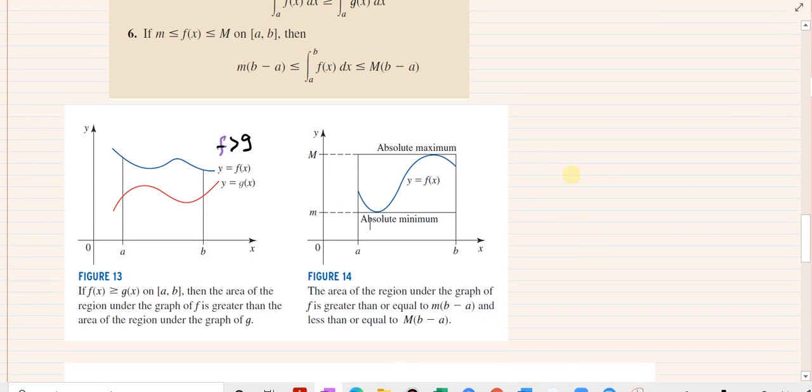And so let's see. If I look at m, I'm looking at the lower limit of that inequality, m times b minus a. Well, b minus a is the length stretching from a to b. Little m is the height of this rectangle, right? So think about it as this area. So what we're saying is that that area is going to be less than or equal to this area.